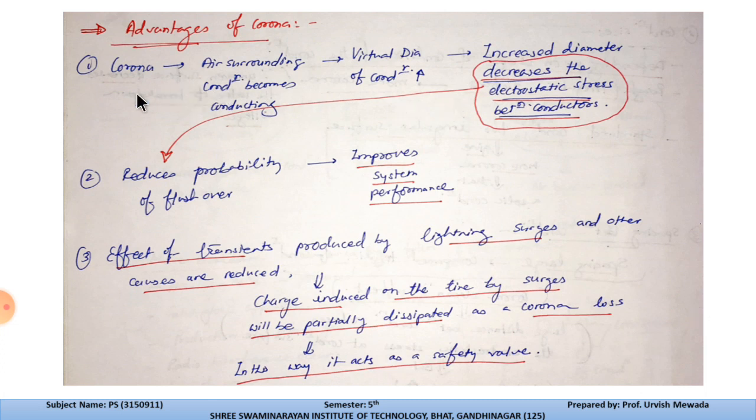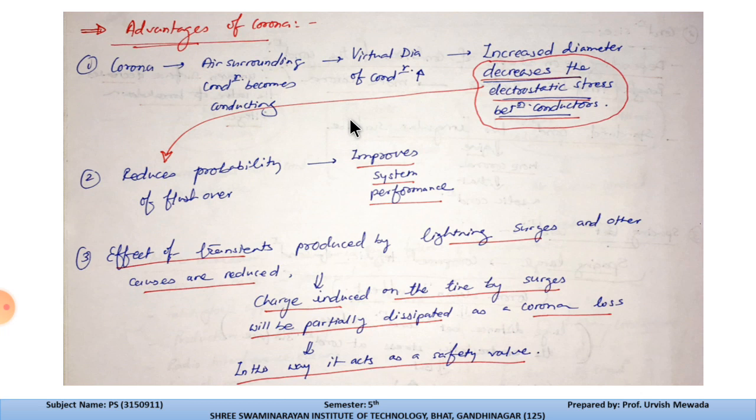Once corona forms, the air surrounding the conductor becomes conducting. From the surface of the conductor, the air in which corona appears becomes conducting, and the virtual diameter of the conductor will increase. Means the area in which the corona forms becomes the virtual diameter of the conductor.